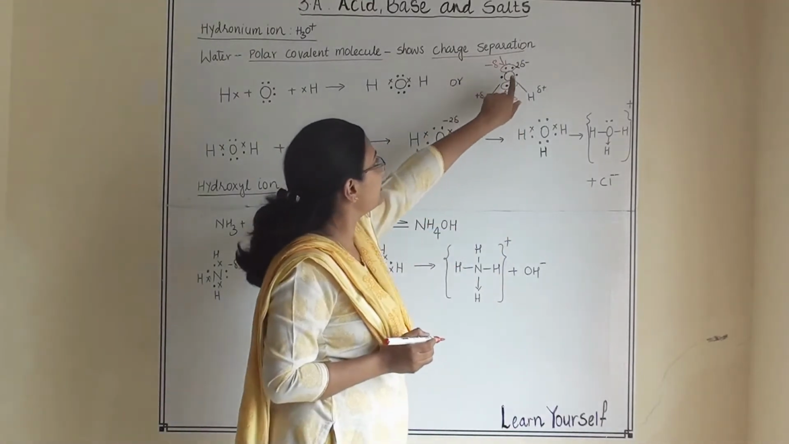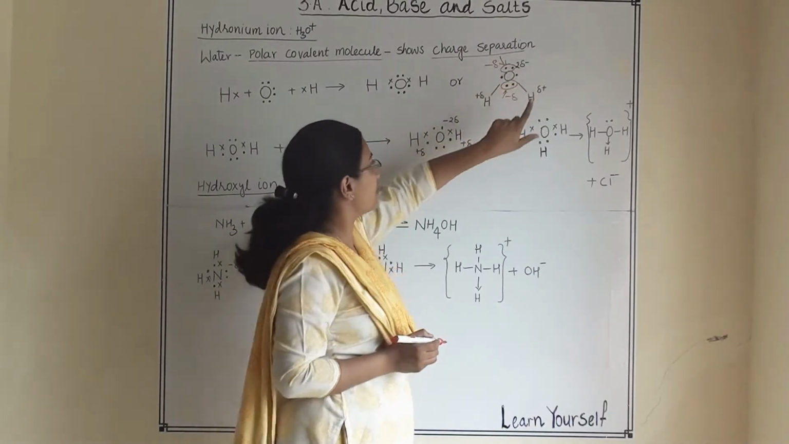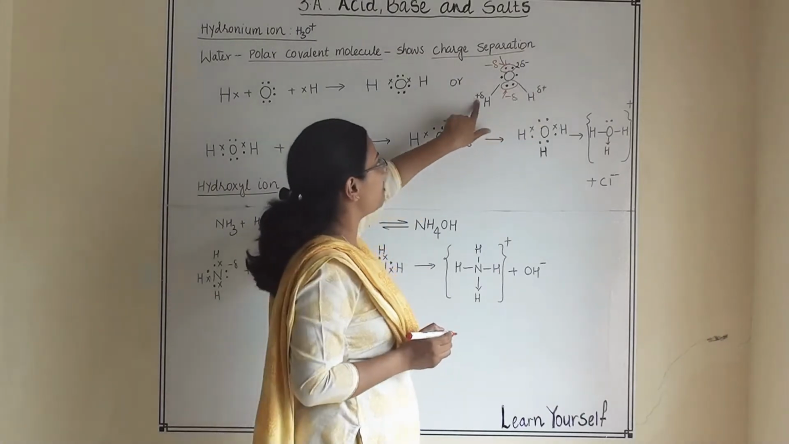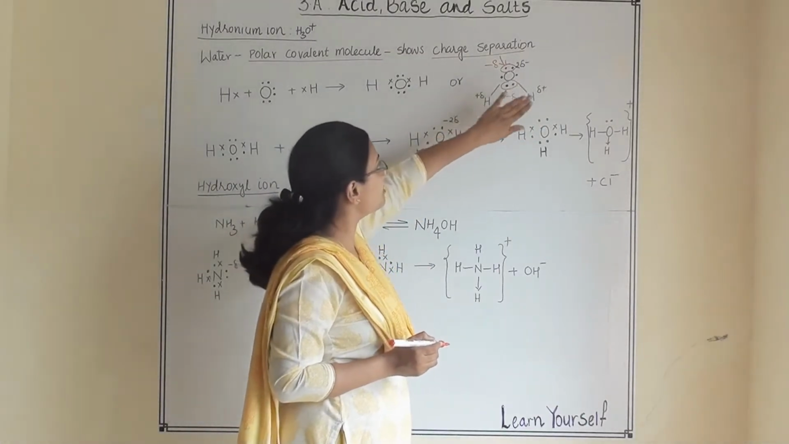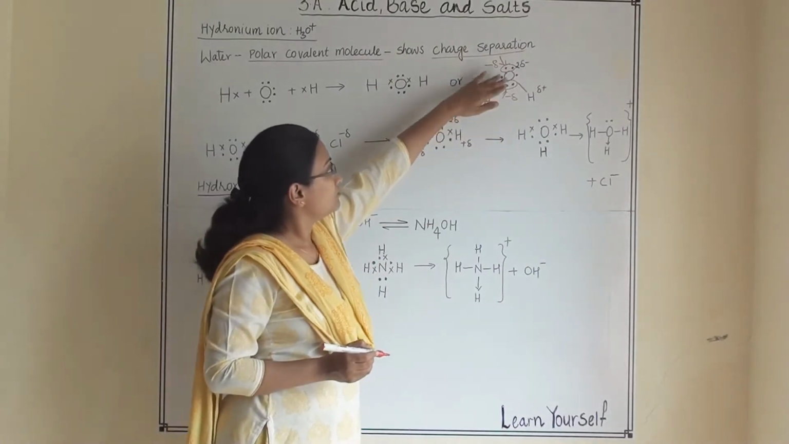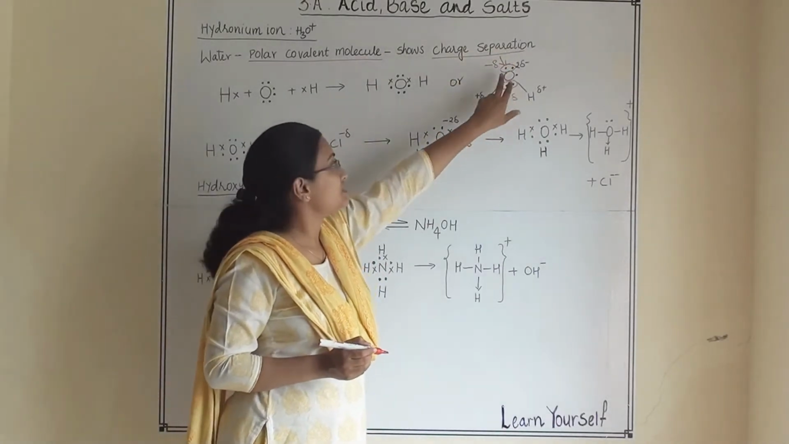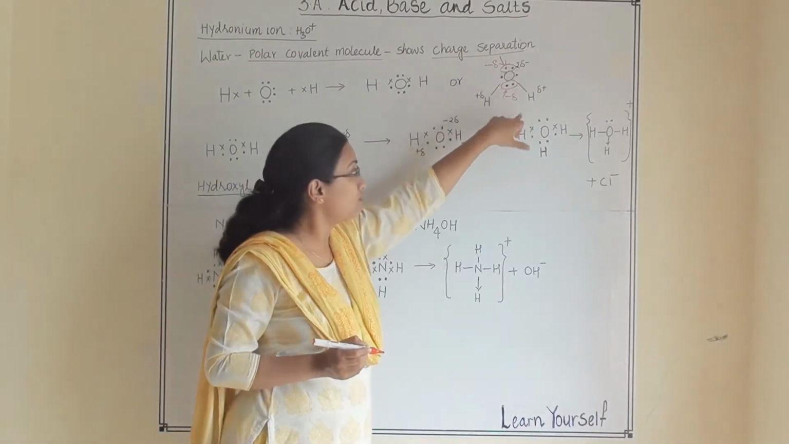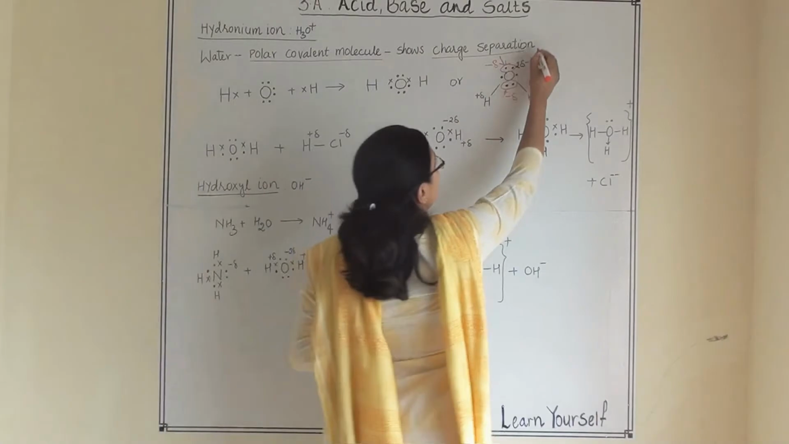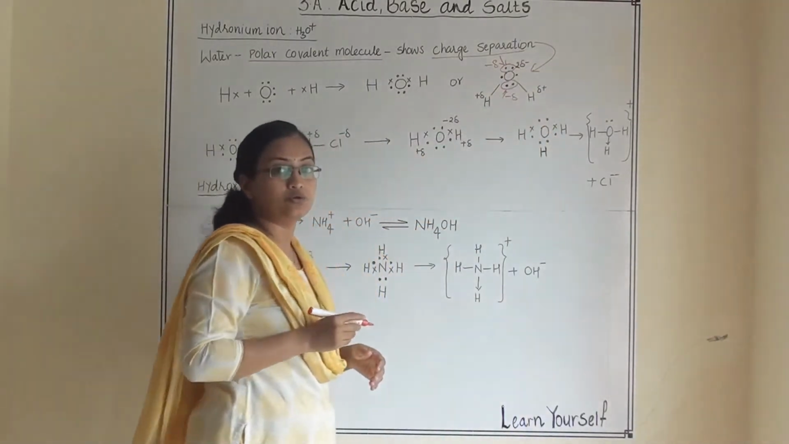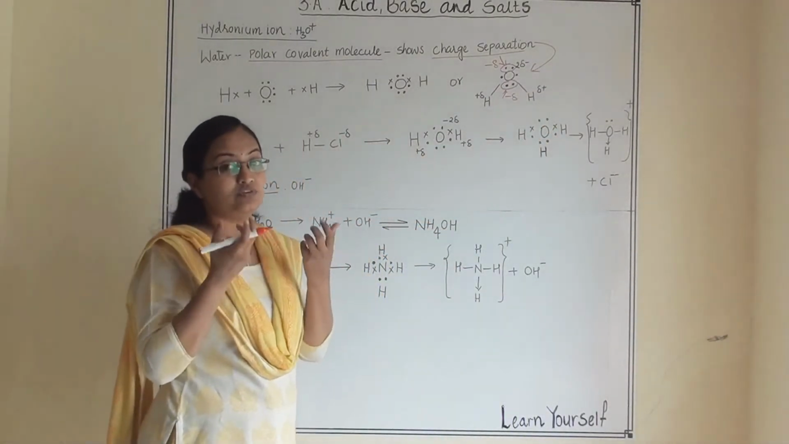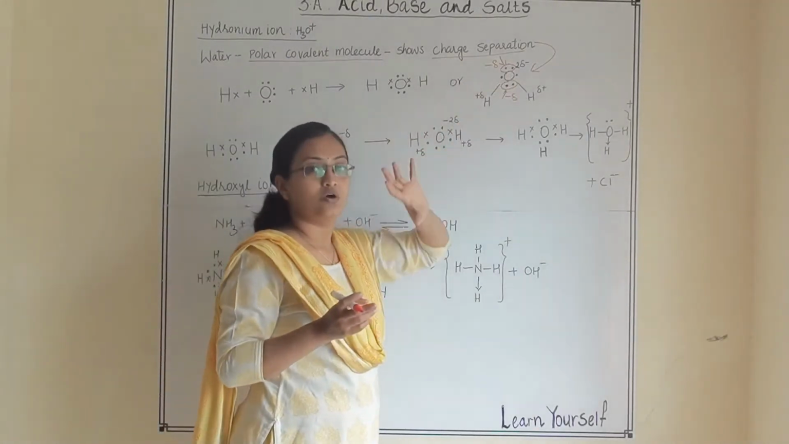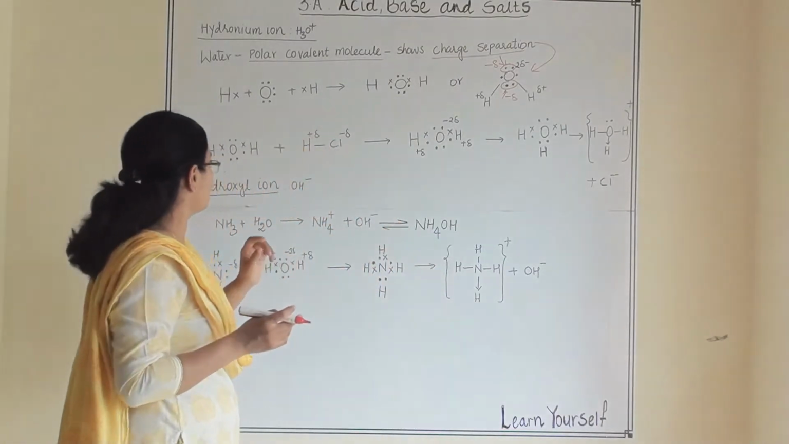So the oxygen will develop 2 delta negative charge, while both hydrogens will develop delta positive charge, because the electronegativity is more towards the oxygen and not towards the hydrogen. So the water molecule shows a charge separation within the molecule. Both hydrogens will carry a partial positive charge, and oxygen will carry a partial negative charge.